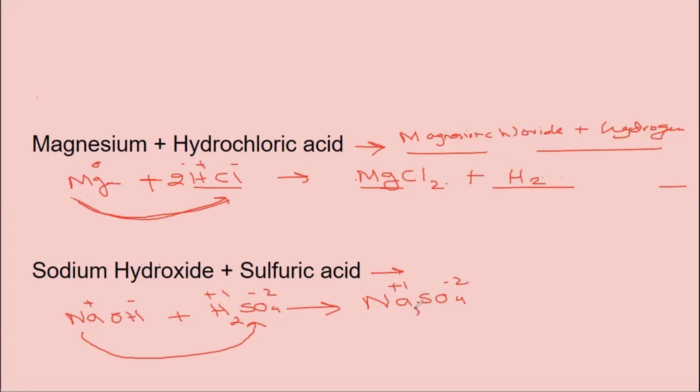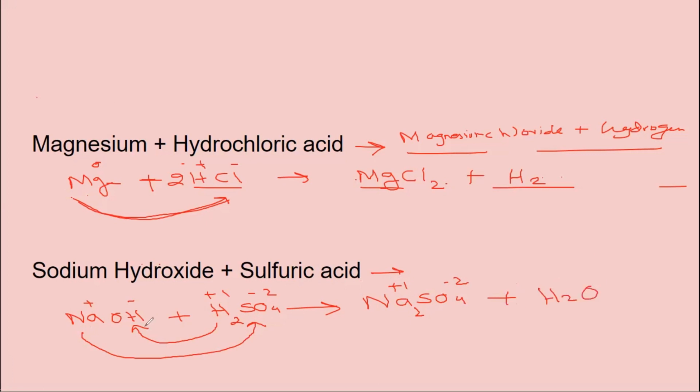Crisscross. The balanced formula will be Na2SO4 plus. This side H positive will go with this side OH negative. So whenever an H positive ion reacts with an OH negative ion, the product is always water, H2O.